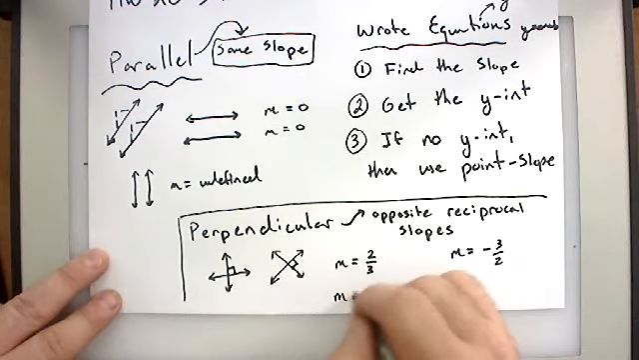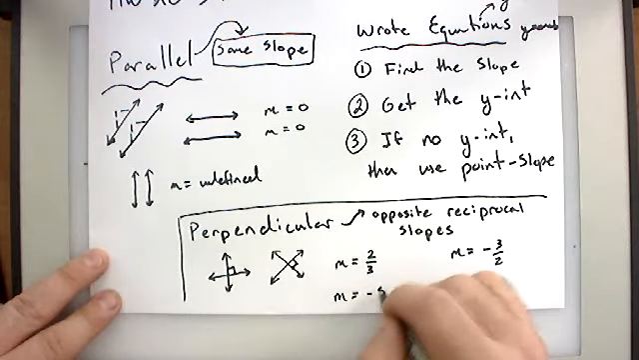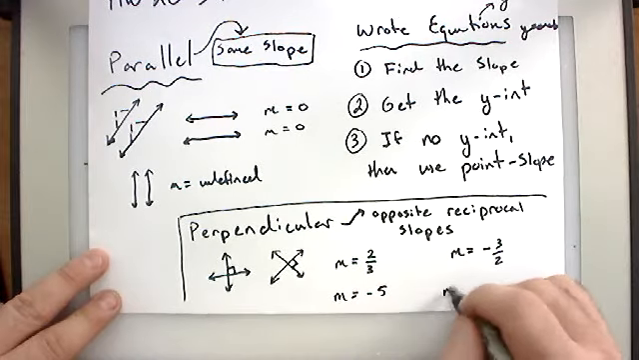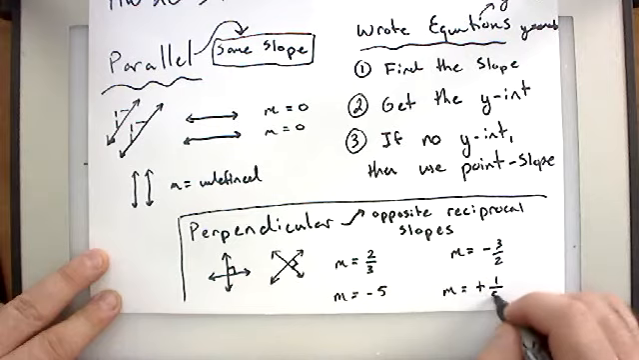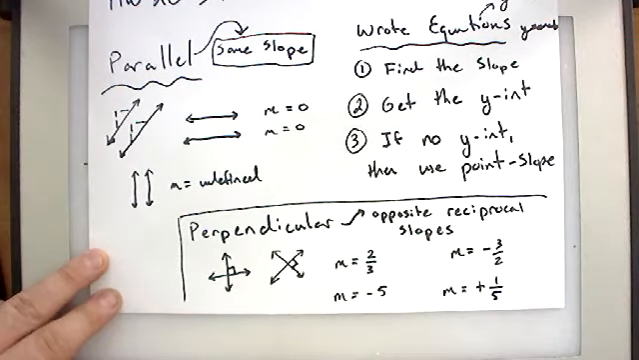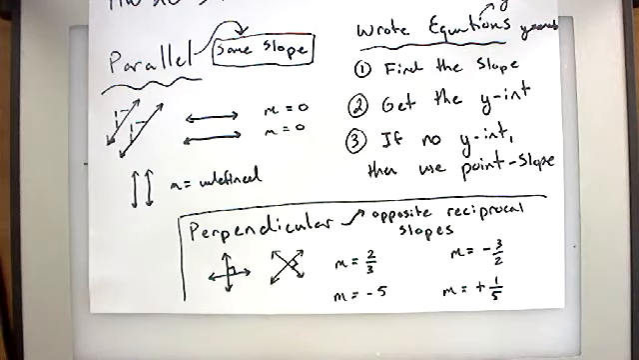Another example here, what if I said my slope was -5? What would the opposite reciprocal of that be? Well, yours is negative, so mine's positive. Yours is 5/1, so mine would be 1/5. Is that making sense? We'll do some examples with it, but that's really the idea here.